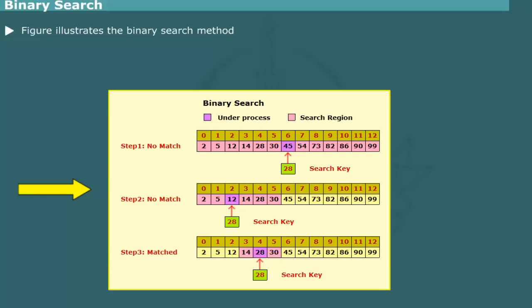The index of the middle element in the subarray is (0 + 5) / 2 = 2. The new middle element is 12. Since 12 is smaller than 28, the search is next confined to elements 3 through 5. The middle element of this subarray is 28, which matches the element being searched for.